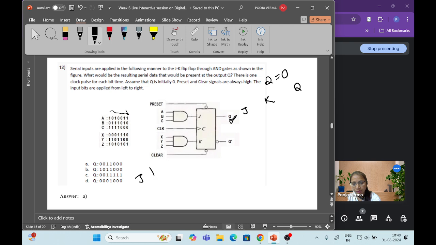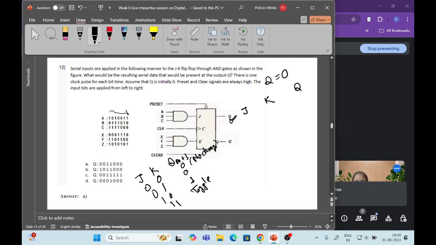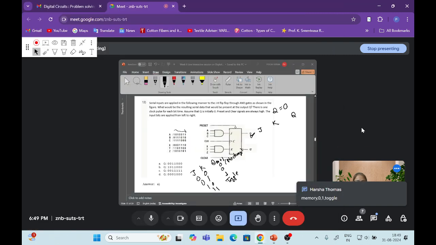So can anyone of you let me know what will be the truth table for the JK flip-flop? 0 0, 0 1, 1 0, 1 1. It is 0 0 first, that means no change. Whatever state is there, there will be no change. And 1 1 is a toggle, right? Yeah.